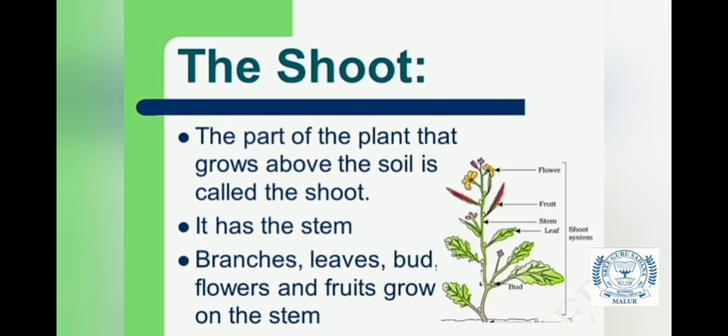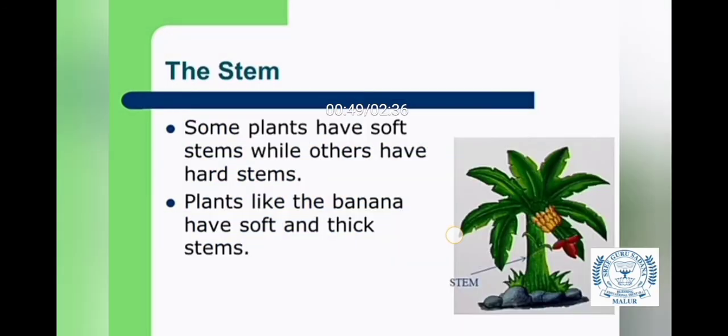So now let us see what the shoot system is here. The part of the plant that grows above the soil is called the shoot. It has the stem, branches, leaves, bud, flower and fruit grow on the stem. So you all are aware of the shoot system, right? So above the ground, whatever the plant is, that is shoot. And what is root here?